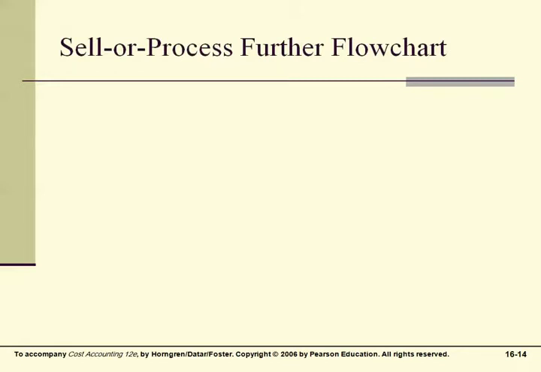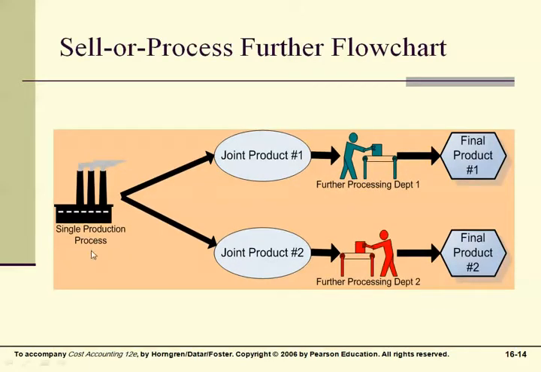Sell or process further flowchart. A single production process results in two joint products, joint product number 1 and joint product number 2. Our decision is to sell at this point or to make further processing on joint product number 1 to reach final product number 1, and the same for joint product number 2 to reach final product number 2.